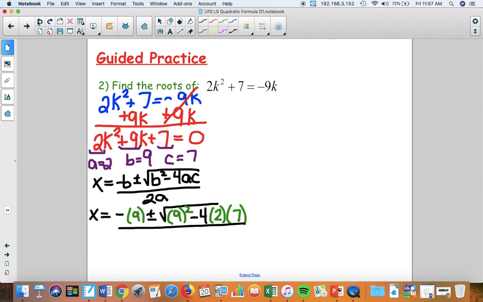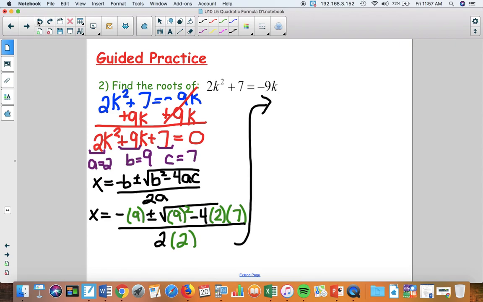All over 2 times a, which is 2. So remember, we need to simplify this so we have 3 numbers. Okay, so I'm going to bring my work up here.